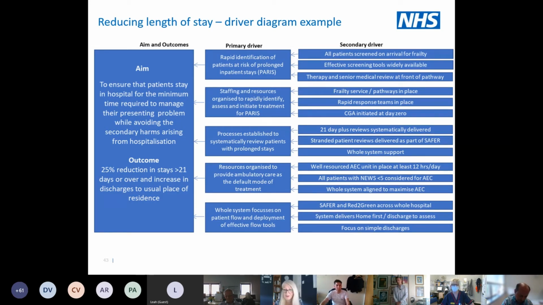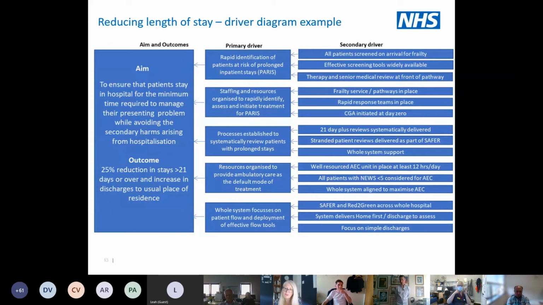Now, this is a really, really complex driver diagram, so please don't think you have to create something like this. But I wanted to show you, this is really a program level driver diagram. This is an actual real driver diagram from last year around reducing length of stay. So this will be something that trusts would have as part of their program. You can see the aim is clearly articulated in the first box. This is what everybody is aiming towards, and it's ensuring that patients stay in hospital for the minimum time required. There is some outcome measure there as well, and that's up to you. And our next QI session will be on outcome measures and evaluation. So it's up to you if you want to put that in, but you don't have to. It depends on the type of project that you're thinking about.